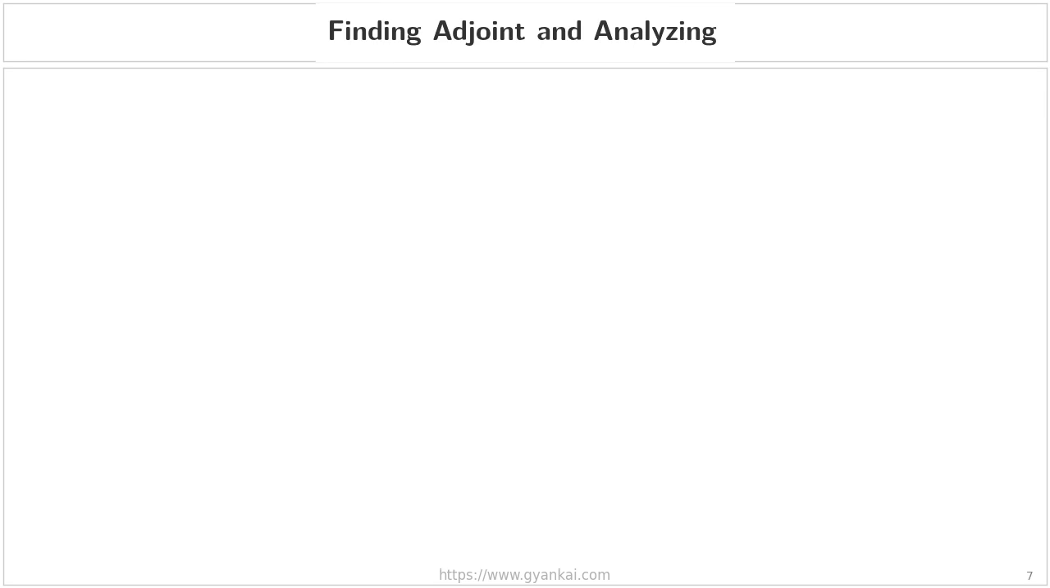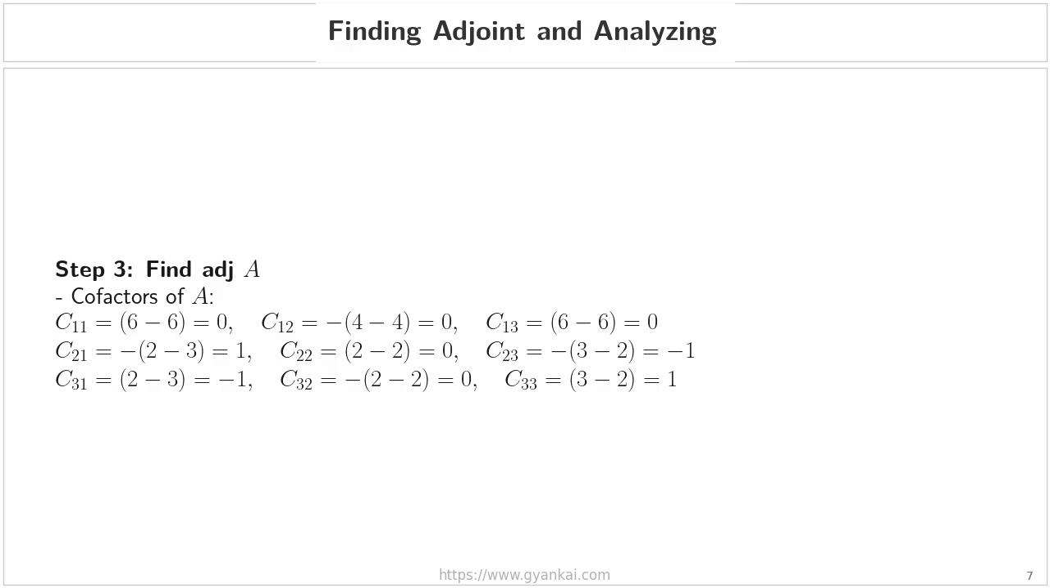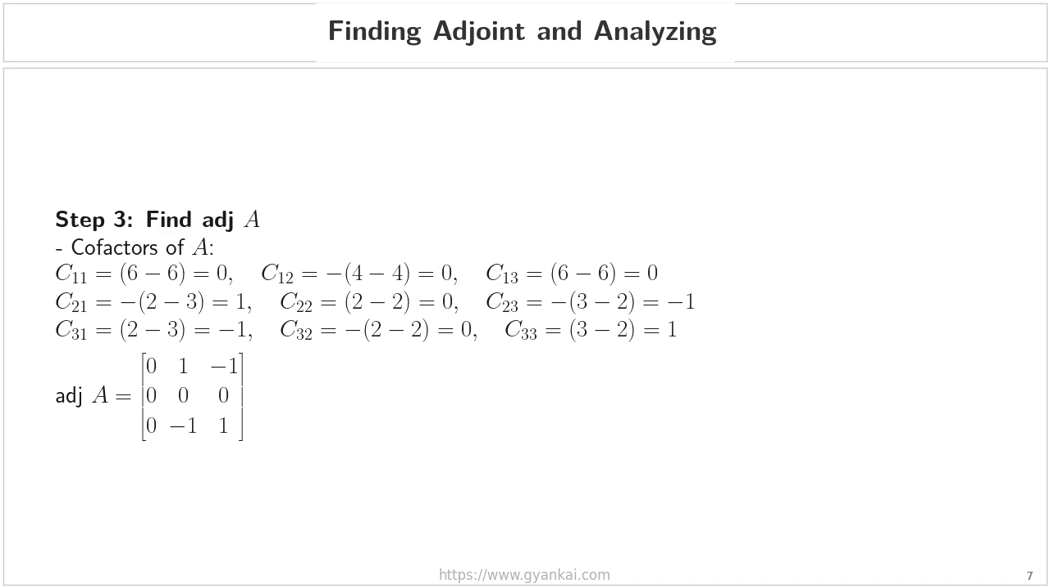Finding adjoint and analyzing. Step 3. Finding the adjoint of matrix A. We begin by calculating the cofactors for each element in our matrix. For the first row, the cofactors C11, C12, and C13 all result in 0. For the second row, we find that C21 is 1, C22 is 0, and C23 is negative 1. For the third row, C31 is negative 1, C32 is 0, and C33 is 1. By taking the transpose of this cofactor matrix, essentially flipping the rows and columns, we arrive at the adjoint of A, which is the matrix you see displayed here.